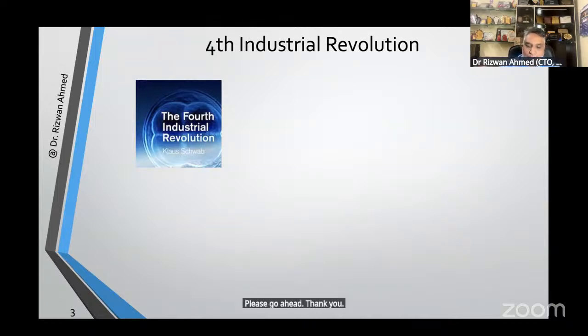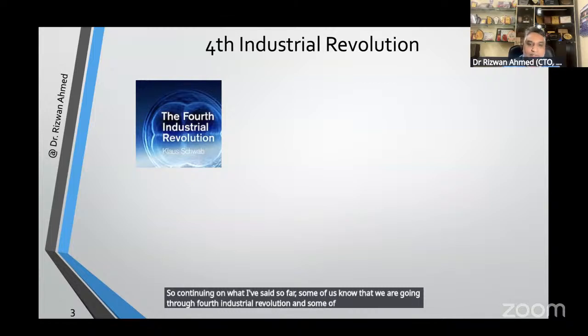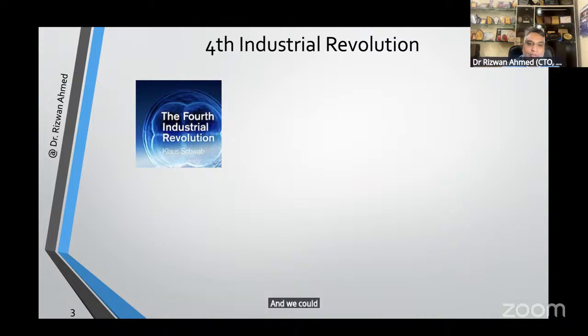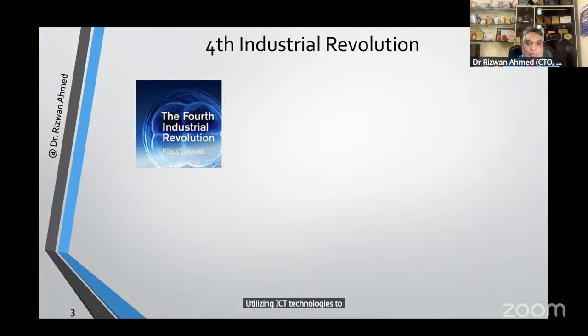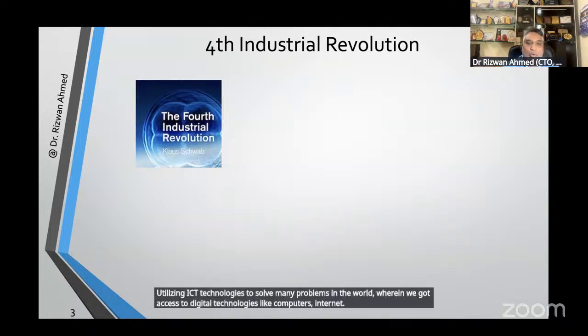So continuing on what I've said so far, some of us know that we are going through the fourth industrial revolution. In the first industrial revolution, we got rid of animal power and we could go from one place to another using locomotive engines and things like that. The second industrial revolution was more towards mass production. And the third industrial revolution, which basically helped India, especially someone like me who is in this industry now, utilized ICT technologies to solve many problems in the world, wherein we got access to digital technologies like computers, the internet, and all the new modern things we see.